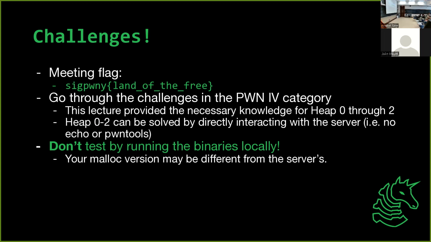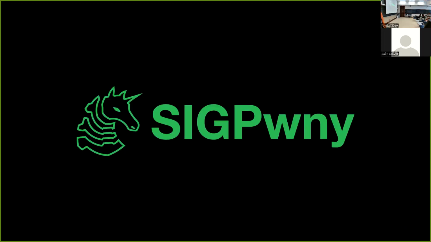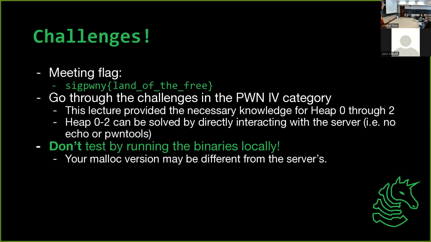Also important, don't run the binaries locally to test your stuff, because malloc changes quite frequently depending on what glibc version you're using. These ones can be solved purely through typing into the program through the netcat connection. You just have to conceptually draw out or think about what is happening with the memory that's being allocated. So go ahead and try the challenges.